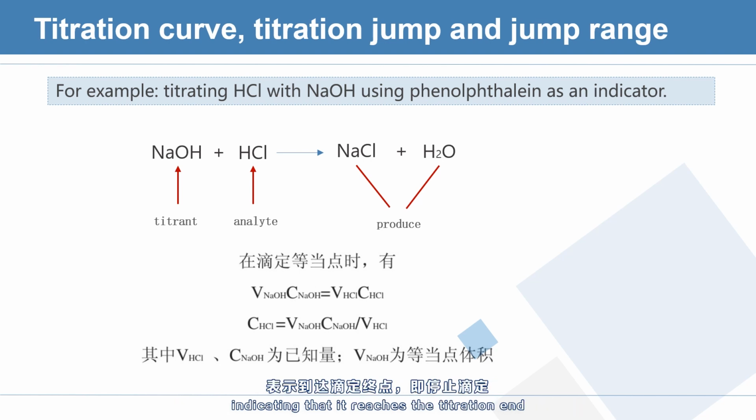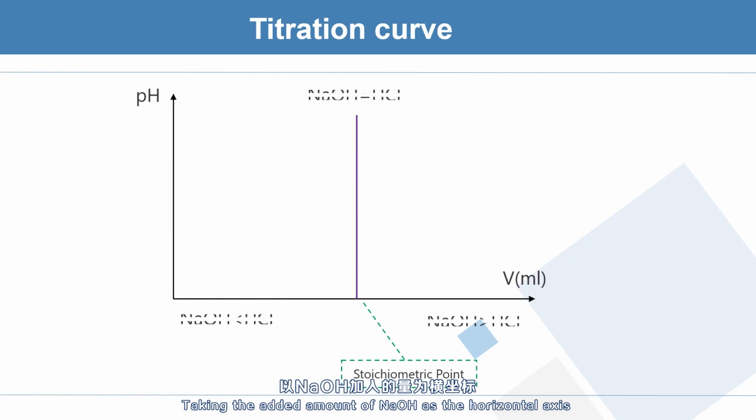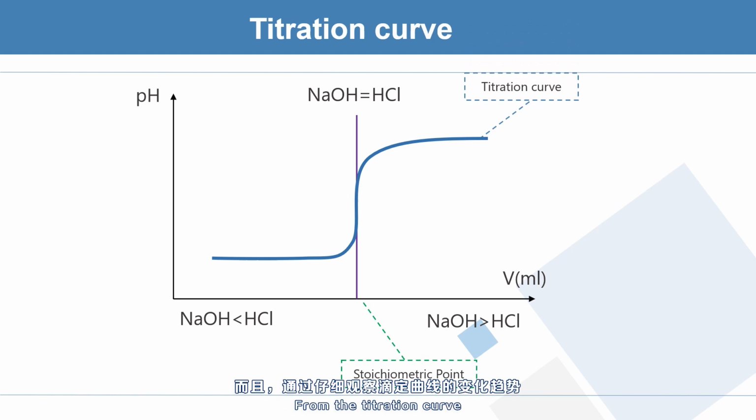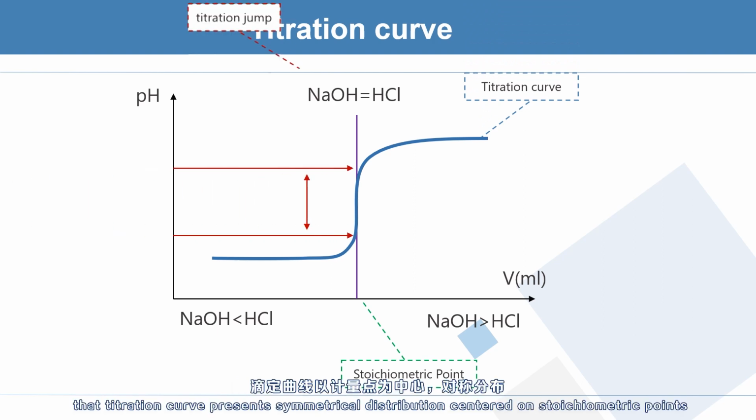indicating that it reaches the titration end. Taking the added amount of sodium hydroxide as the horizontal axis and the pH value of the solution as the vertical axis, we can draw the blue curve in the figure. It is the titration curve we usually talk about. It can reflect the process of titration and exhibit the changes of the analyte in the solution with the addition of titrant. From the titration curve, it can also be found that the curve presents a symmetrical distribution centered on the stoichiometric point.